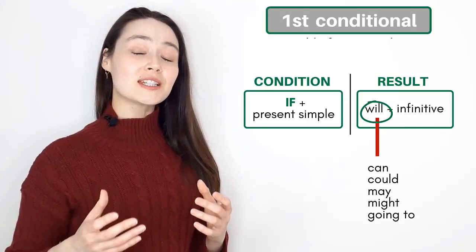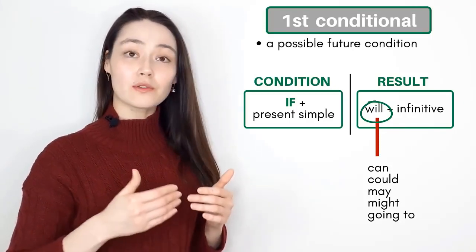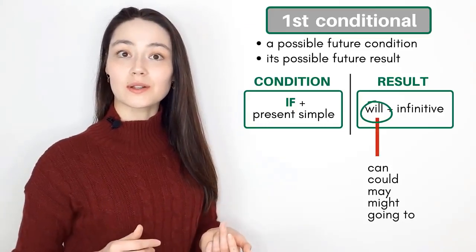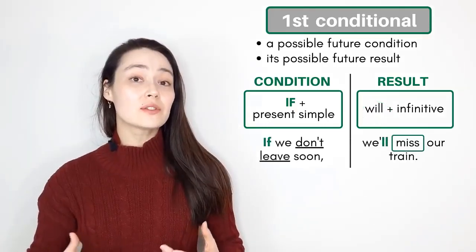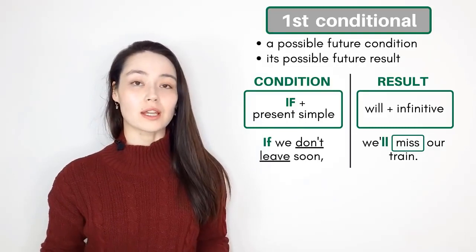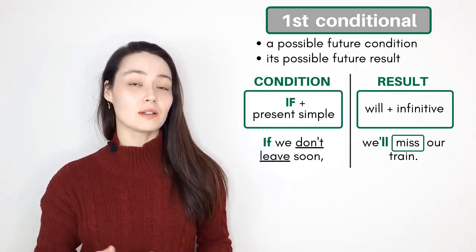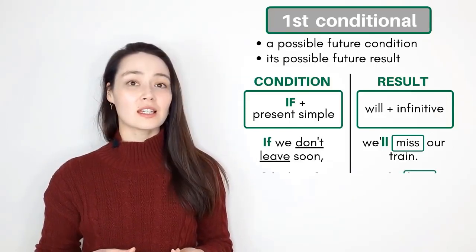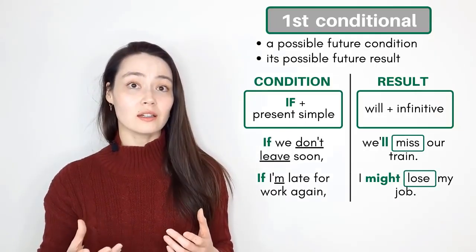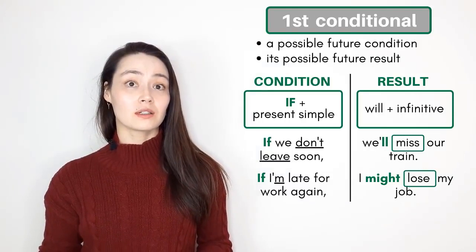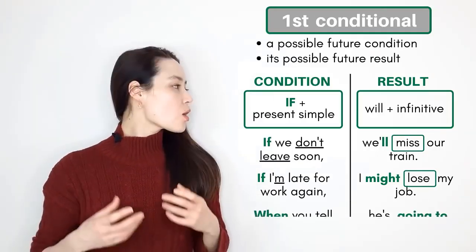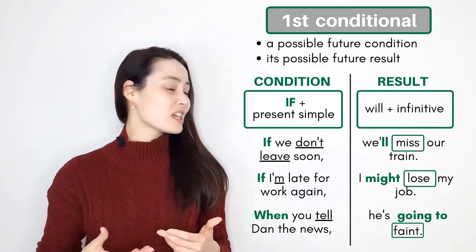We use the first conditional for a possible future condition and its possible future result. If we don't leave soon, we'll miss our train. If present simple, will infinitive. If I'm late for work again, I might lose my job. Present simple, might plus infinitive. When you tell Dan the news, he's gonna faint.